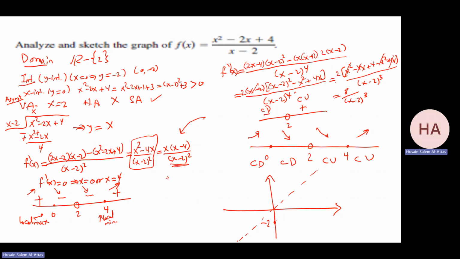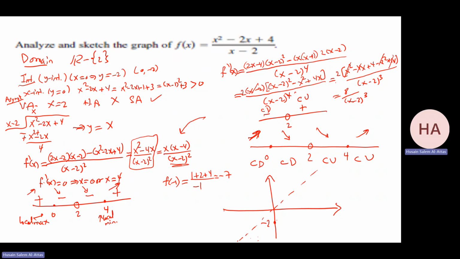For example, take f of minus 1. It will be 1 plus 2 plus 4 over minus 1. That will be minus 7. So the graph will be somewhere here. At minus 1, it will be somewhere here. So the function is increasing, but concave down until 0. This is the asymptote also.